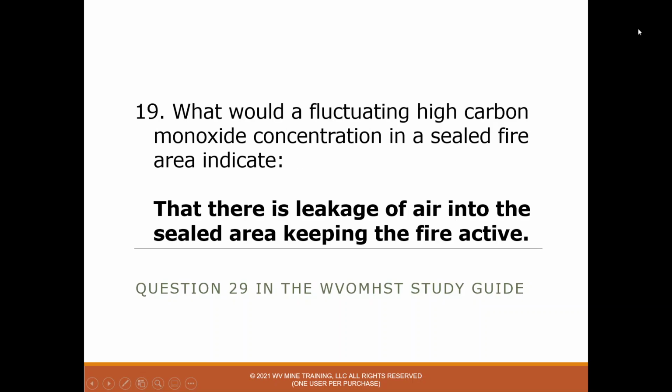Question 19. What would a fluctuating high carbon monoxide concentration in a sealed fire area indicate? So the carbon monoxide just keeps going up and down. It doesn't stabilize, it doesn't go down, and it just bounces around different numbers. That would mean that there's a leakage of air into the sealed area, keeping the fire active. So if you have carbon monoxide behind the seals, you have an active fire.